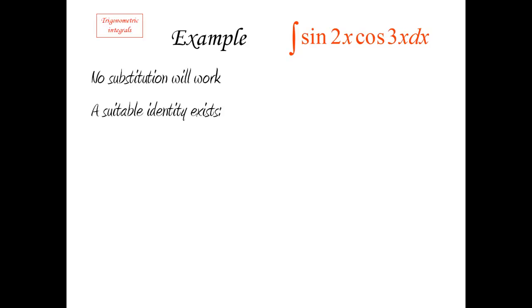You may try to develop sine of 2x as double angle and cosine of 3x as triple angle, and maybe you're going to be able to do it, but it's going to be very, very long. However, there is this other identity, and it's an identity that looks like this. So it's an identity that changes the product of a sine and a cosine of two different numbers into an expression that involves actually a sum of two different sines.